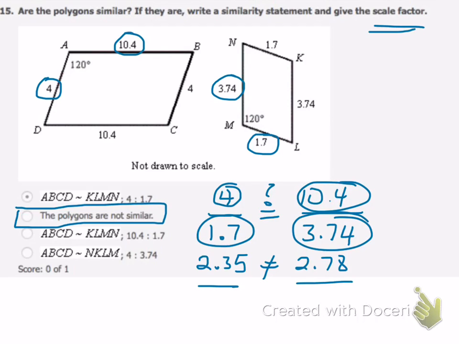So that's how you approach those problems to determine if two polygons are similar. The angles have to be congruent and the sides have to be proportional.